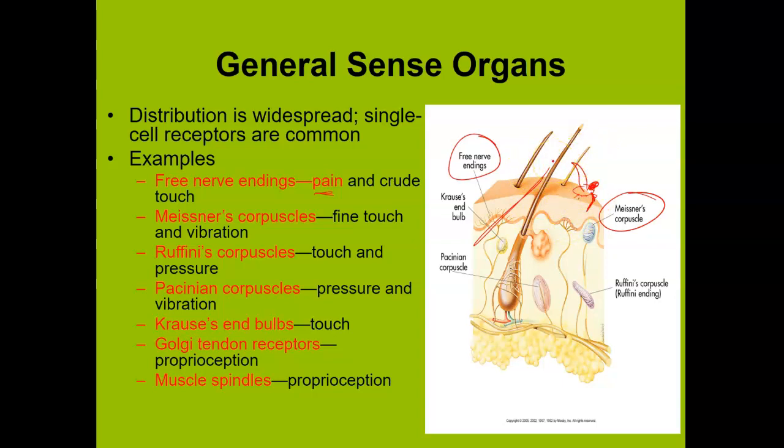The Ruffini's corpuscles over here, deeper, have to do with touch and pressure. Typically not super strong pressure though, but it's definitely a deeper pressure than a mosquito walking on your skin. A mosquito wouldn't activate a Ruffini's corpuscle or a Pacinian corpuscle. These are stronger pressure. Okay, so this is hard pressure.